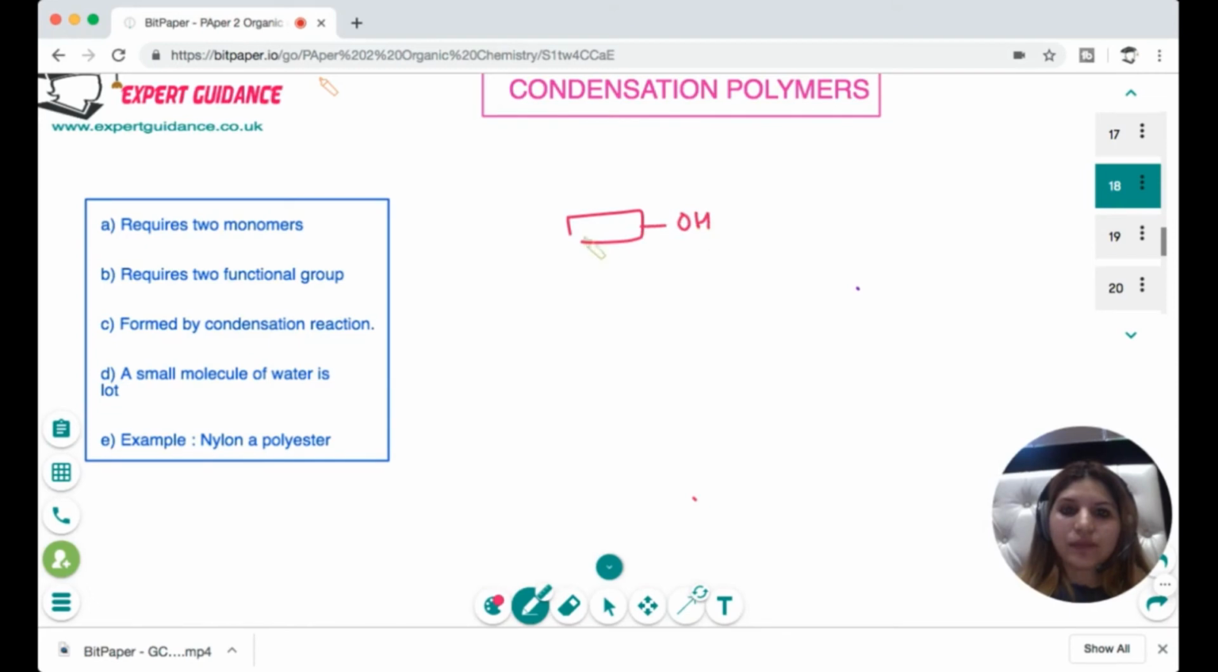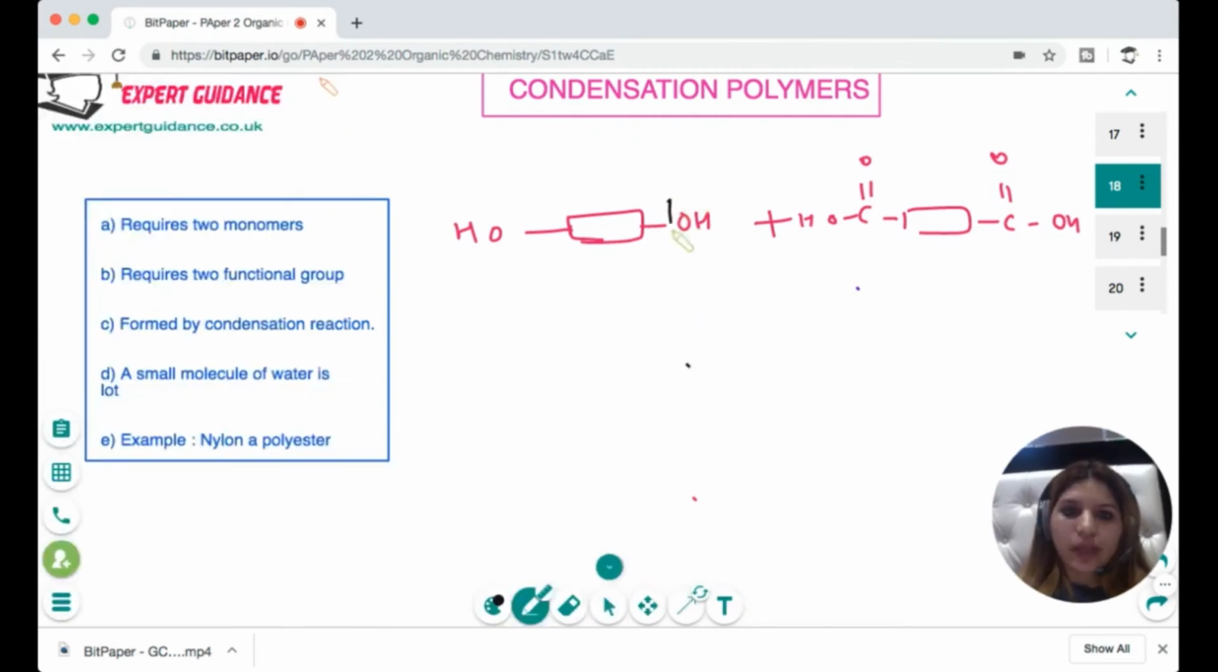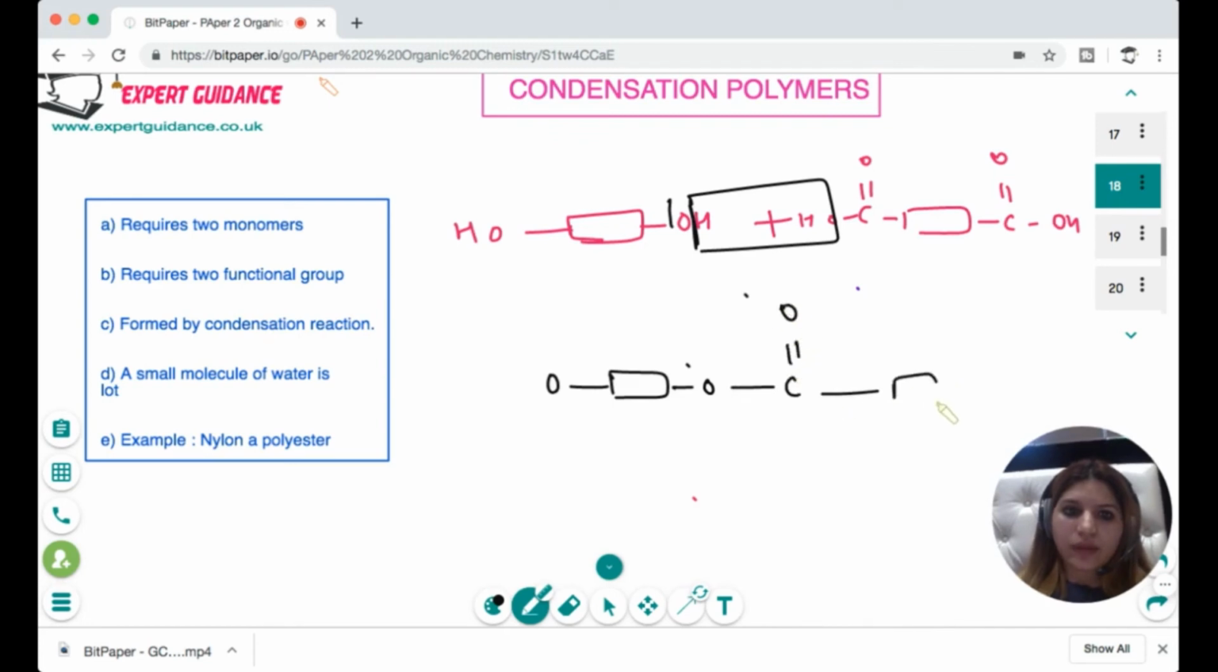For example, we have this molecule. We are representing it with a box as a schematic representation, with an OH at both ends, and the other molecule has C double bond O, OH at both ends. Now, when we put them together, we will remove a molecule of water by a condensation reaction. So the hydrogen will be lost here and the OH will be lost here. So what we are left with is O, and then C double bond O, and again C double bond O. So you can see that this is the new bond that is formed by a condensation reaction.